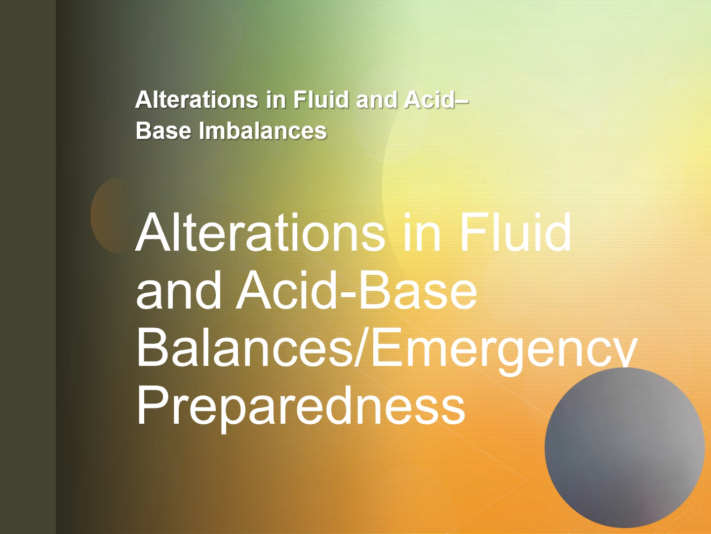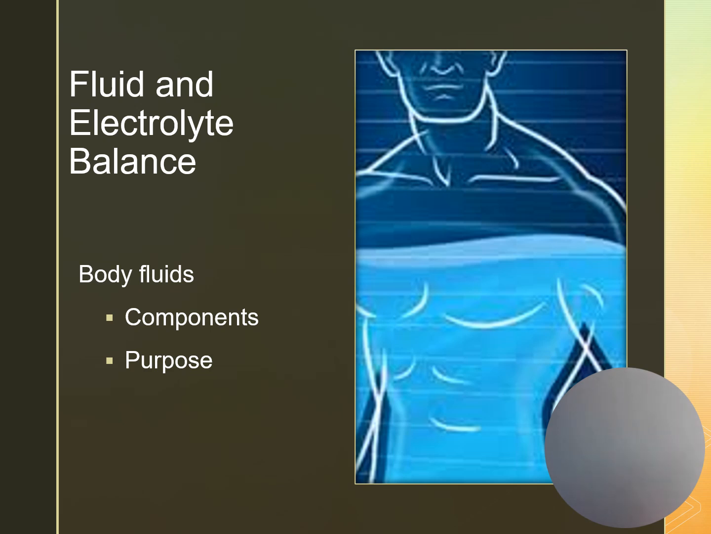Alterations in fluid and acid-base balances. Our body fluids are composed of water and chemicals, electrolytes, which are substances that carry electrical charge when dissolved in a fluid, acids, which release hydrogen into fluid, and bases, which are substances that bind with the hydrogen. The purpose of our body fluids is to regulate fluid volume and to buffer blood to keep its pH neutral.